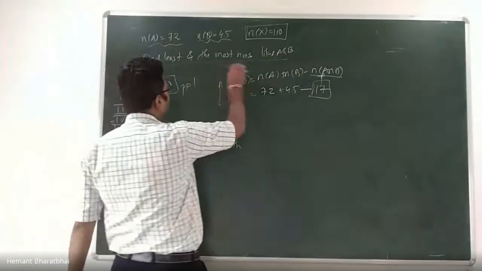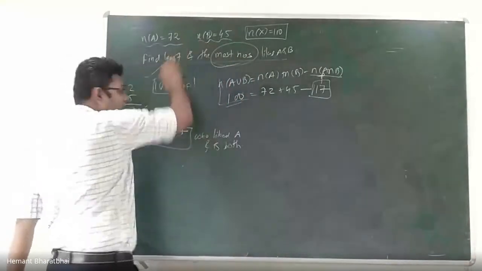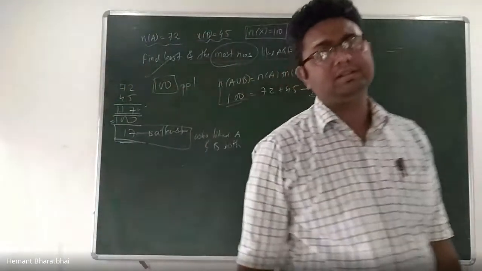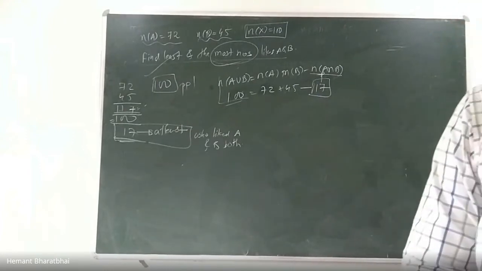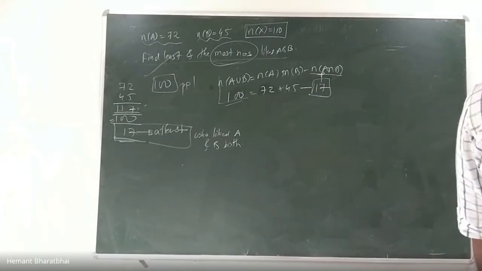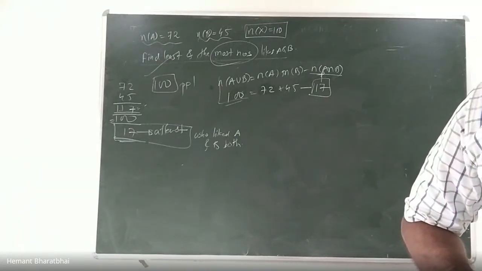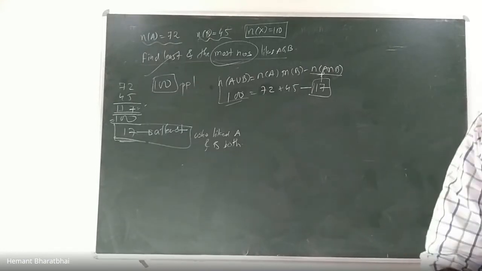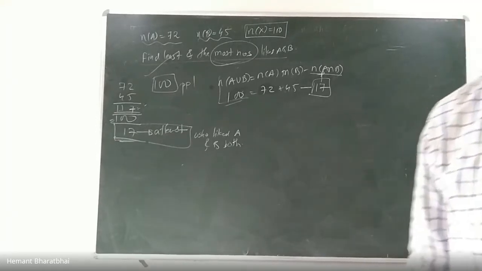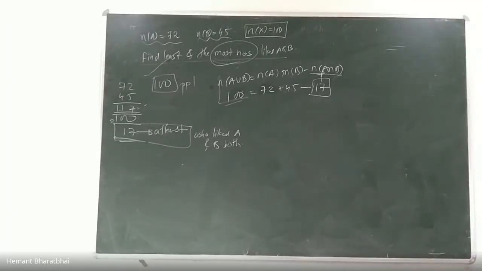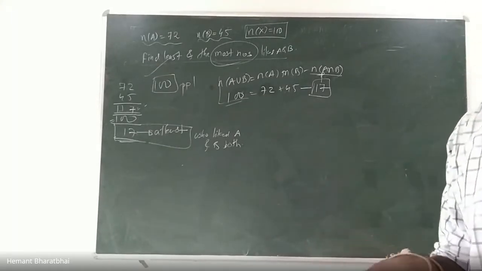So I've got this list. Next, I have to find out most numbers. Least was very easy to find out. How do I find out most? Any idea? You guys can reply in the chat box also, or you can unmute yourself and let me know. How can we find out most? It is logical, there is no calculation in this numerical, and that is why I've taken it.